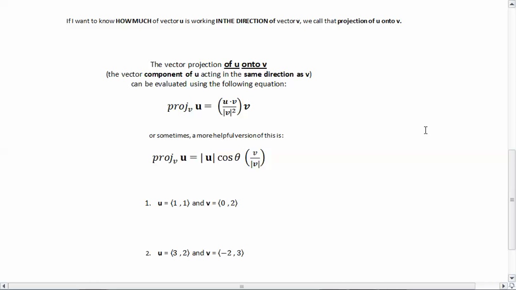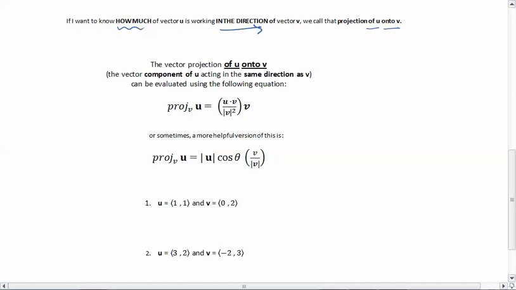The last thing we're going to talk about in this lesson is slightly more complicated, but not much. What we're going to talk about is projection. If I want to know how much of a vector u is working in the direction of vector v, we call that projection of u onto v. So the projection of u onto v, or the same as the vector component of u acting in the direction of v, can be evaluated by some of the following equations.